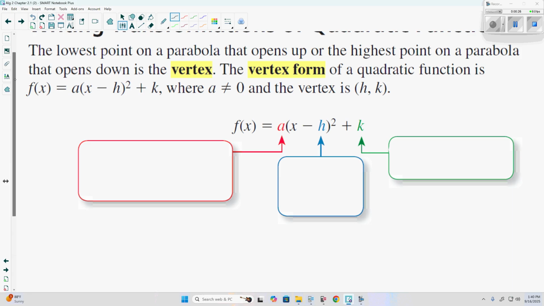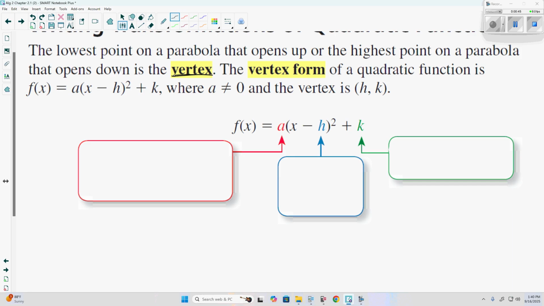The last thing, two things we want to talk about. One of them is, all right, guys, focus in, the vertex. The vertex is the smallest, lowest, or highest, biggest point on a parabola. It is the bottom of the U.